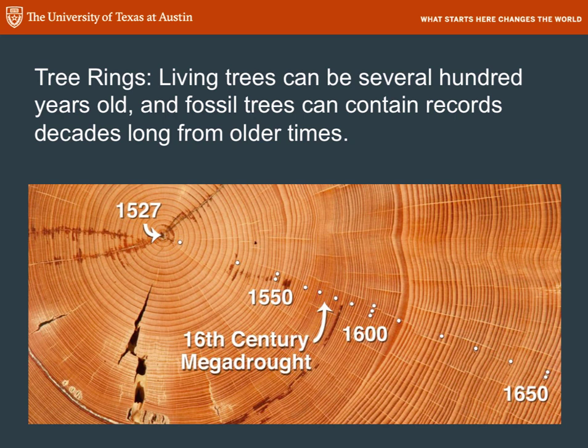So one at a time, tree rings. Living trees, of course, can be several hundred years old, and fossil trees contain records that are decades long. Sometimes a geologic event can be recorded in a tree band and provide a time marker. Volcanic eruptions and large earthquakes can disrupt tree growth, for example, and they allow scientists to correlate the bands with a particular year. Tree ring data goes back about 1,000 years.